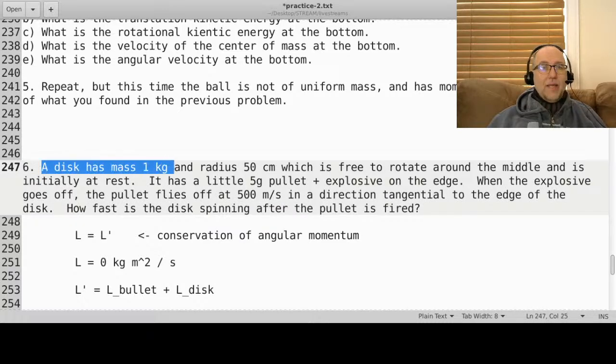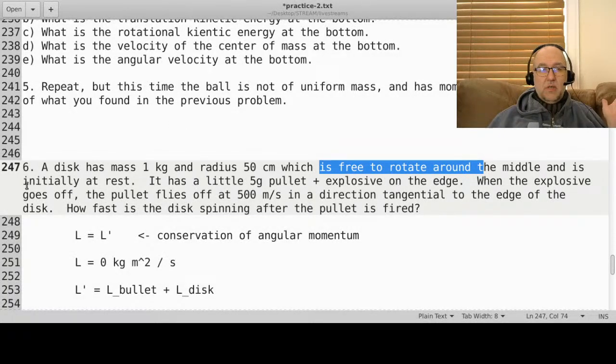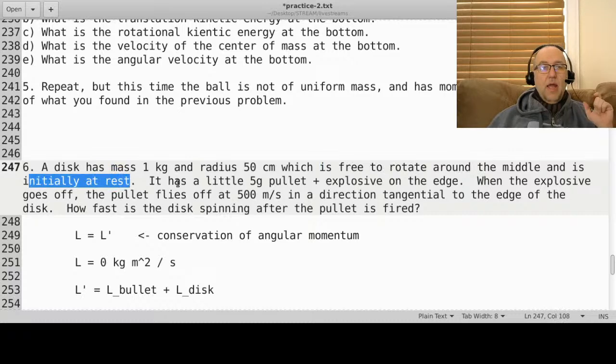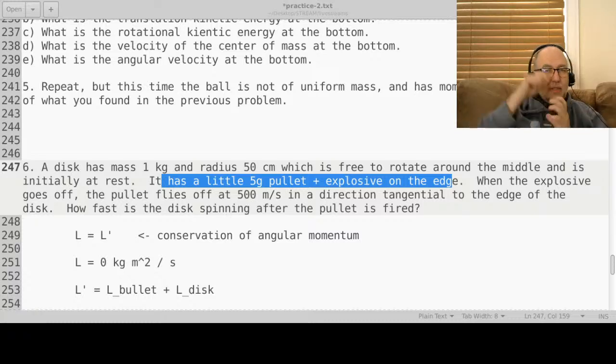So a disk of 1 kilogram, radius of 50 centimeters, is free to rotate around the middle. So picture a disk with an axis in the middle, and this disk is free to rotate around the middle, but it's initially at rest. So it's not turning. There's a little bullet plus a bit of explosives attached to the edge. So you picture this disc, and there's a little bullet and a little bit of explosive behind it on the edge. The explosives go off.